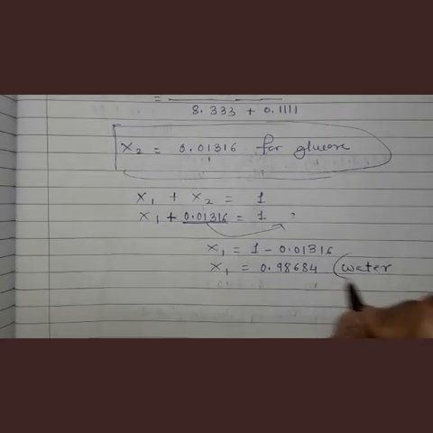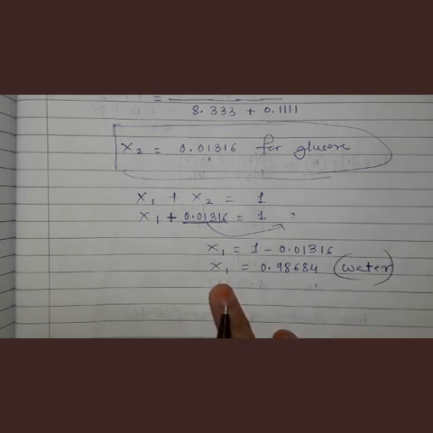Understand? This is for water, the solvent. In this way, we can find out mole fraction. If we know the mass of the components, solute and solvent, we can calculate molar mass by using their formula. What we need to know is the mass of solute and mass of solvent. From that we can find the number of moles, and by using the number of moles, we can find the mole fractions.